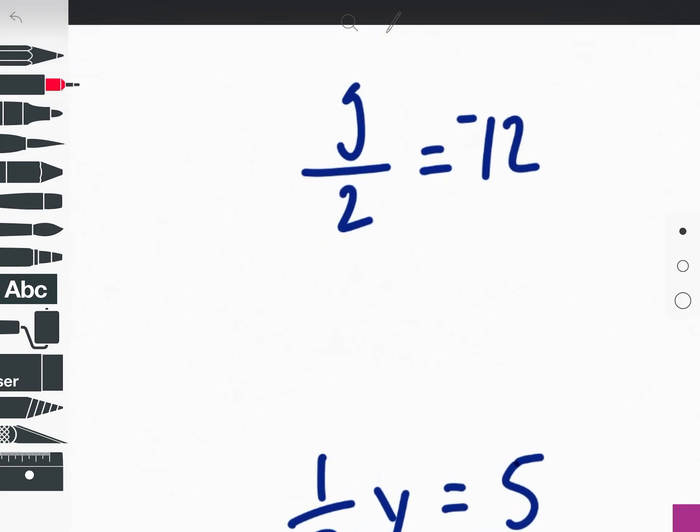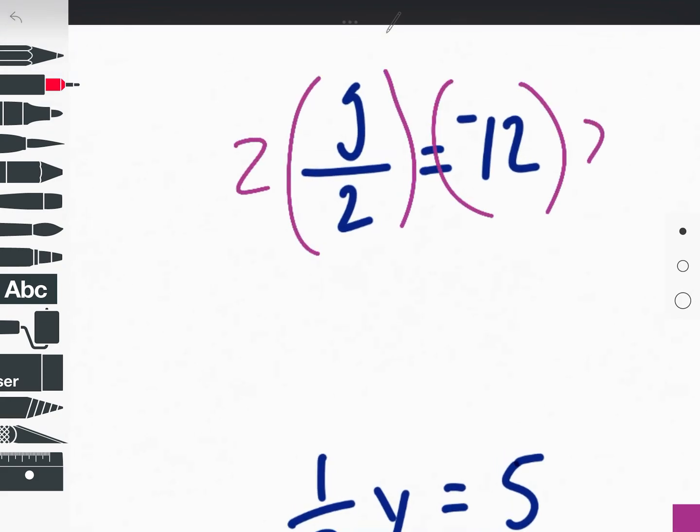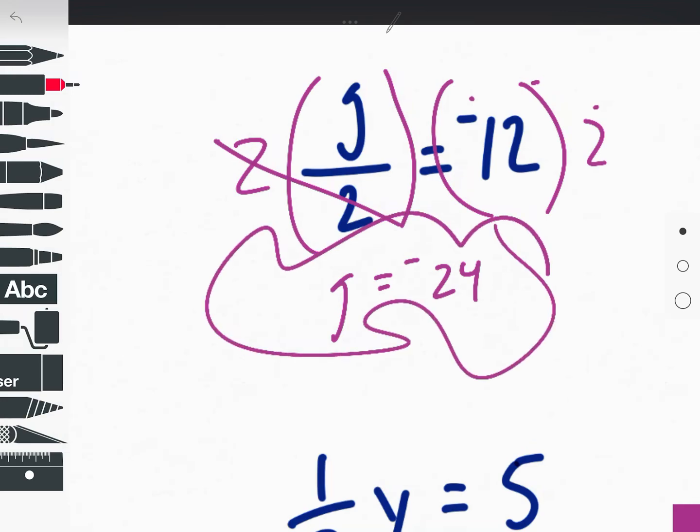Okay, g is being divided by 2, so to undo that, I'm going to multiply by 2 from both sides, because 2 over 2 is 1, so I'm left with 1g equals negative 12 times 2, which is 24, and a negative times a positive will be negative. G is negative 24, because negative 24 divided by 2 is negative 12.